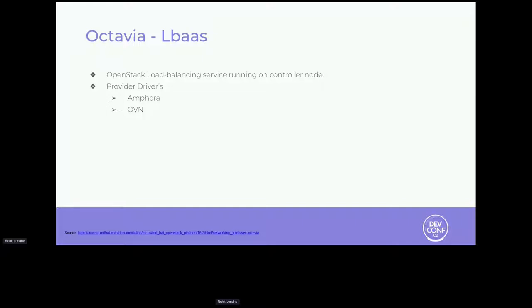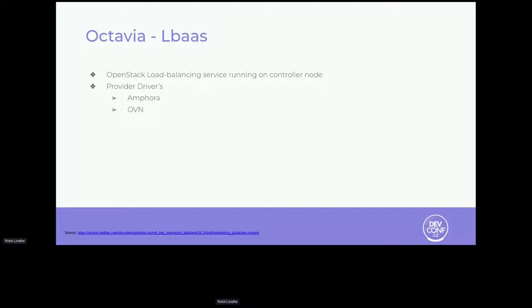And we have two types of provider driver. One is Amphora, and the other one is OVN. Amphora is the default driver, which comes as a part of the Octavia deployment. Basically, it's just a normal Nova VM that runs HAProxy inside, and that does the job of load balancing. And then we have the OVN provider driver. The environment that we are going to see in the demo section will have the OVN provider driver itself, because it would be 16.1, the OpenStack Train release. So by default, it will have the OVN provider driver.